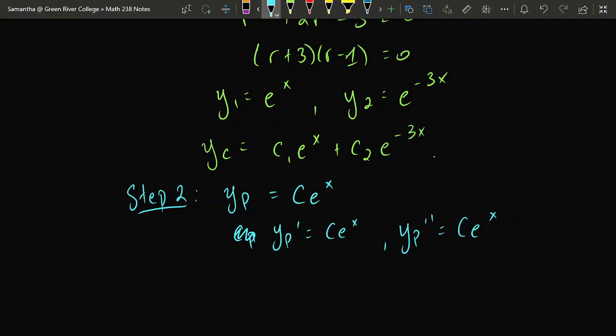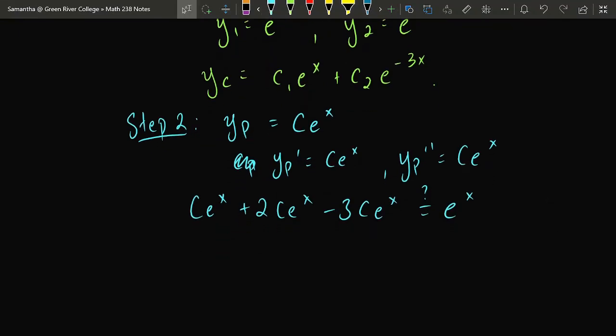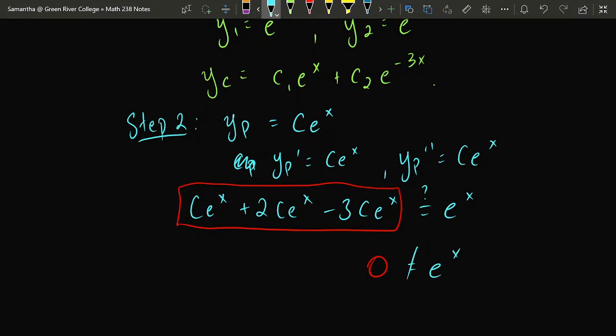So if I plug that into my differential equation, I get c e^x plus 2y' minus 3y, and we need to make that equal to the e^x on the right-hand side. But if I do that, look what I get on the left-hand side. We get c + 2c - 3c, which simplifies to 0, and 0 and e^x can never be equal.